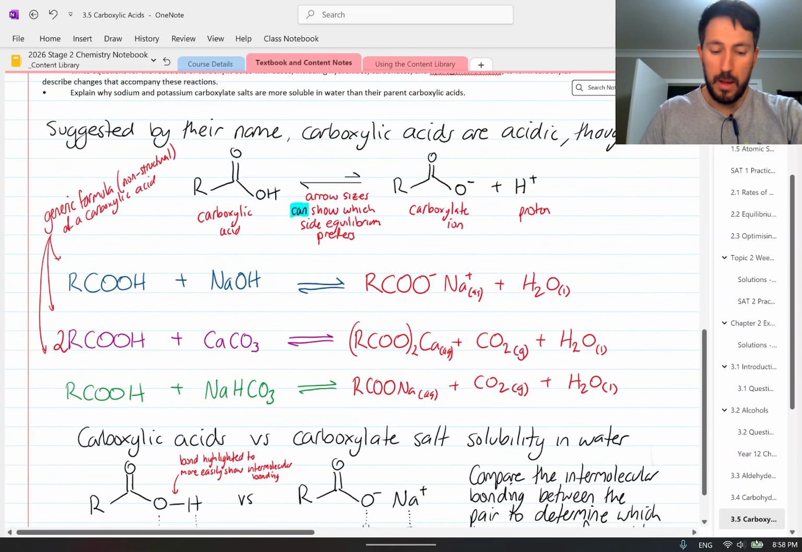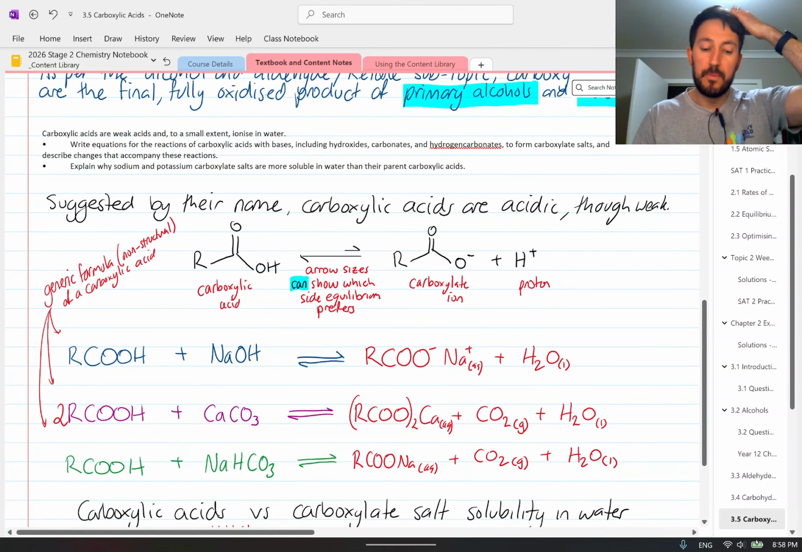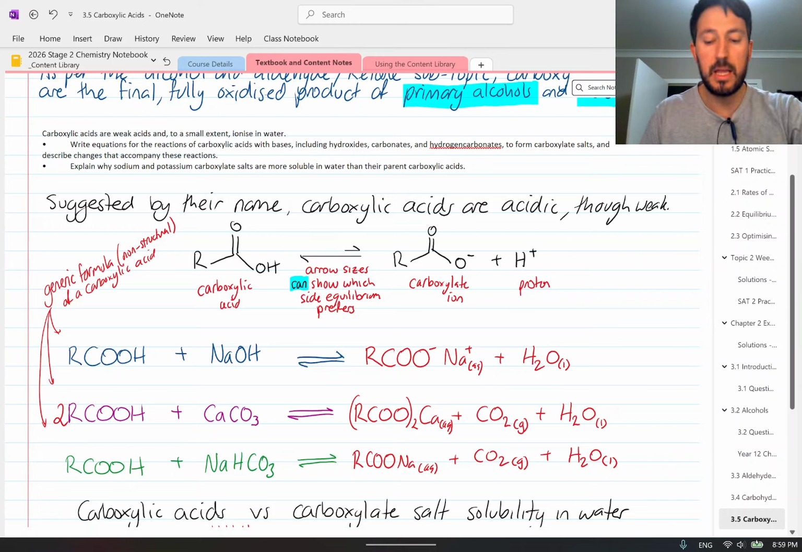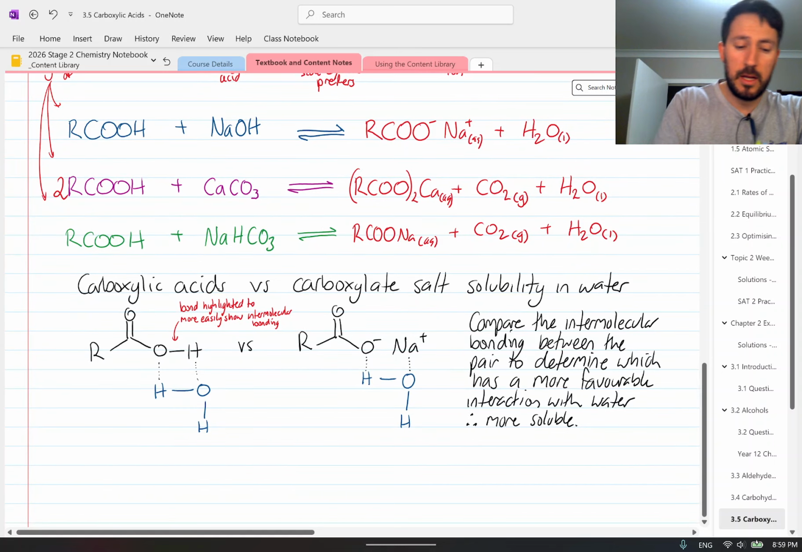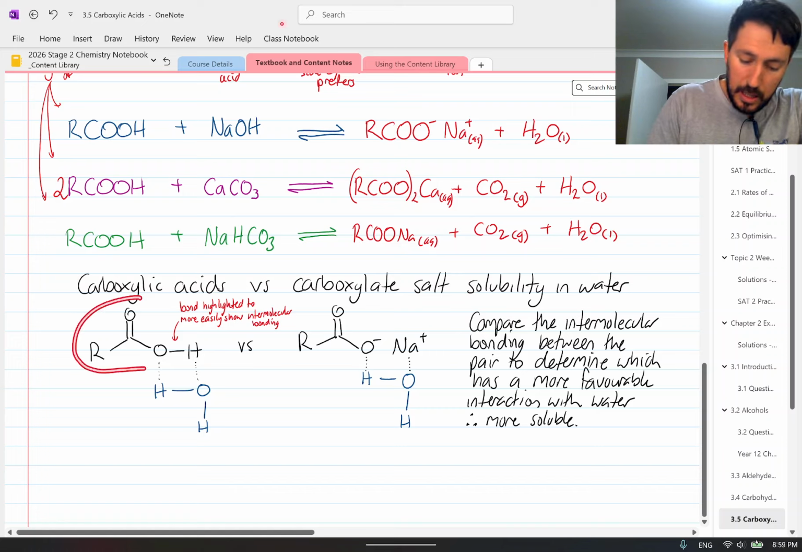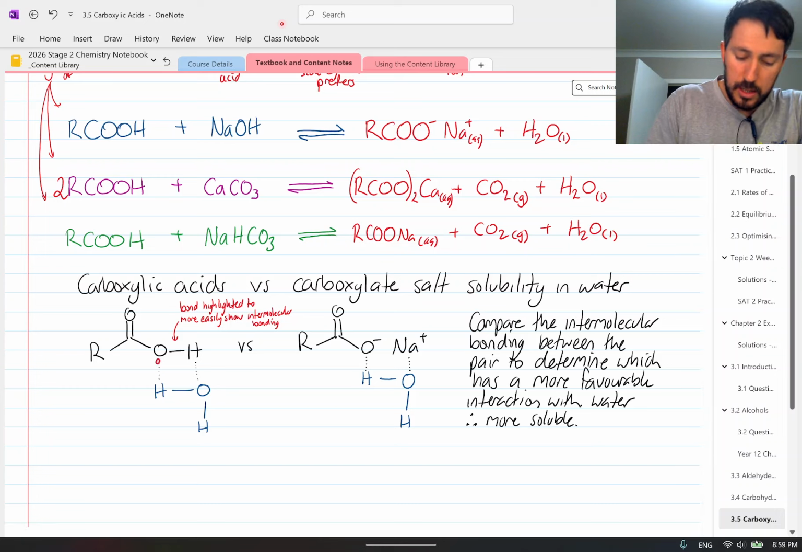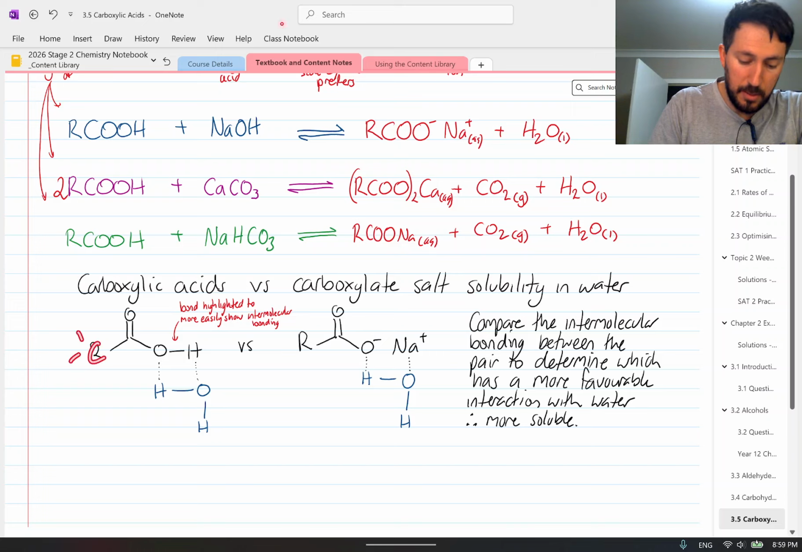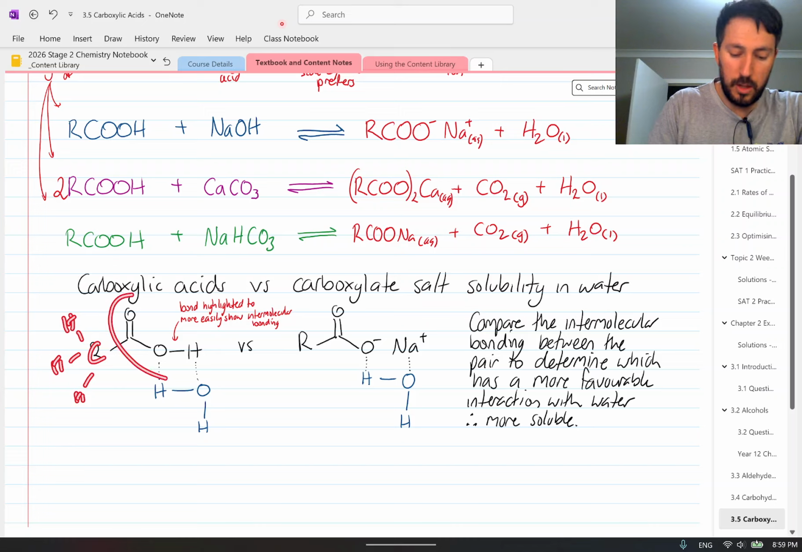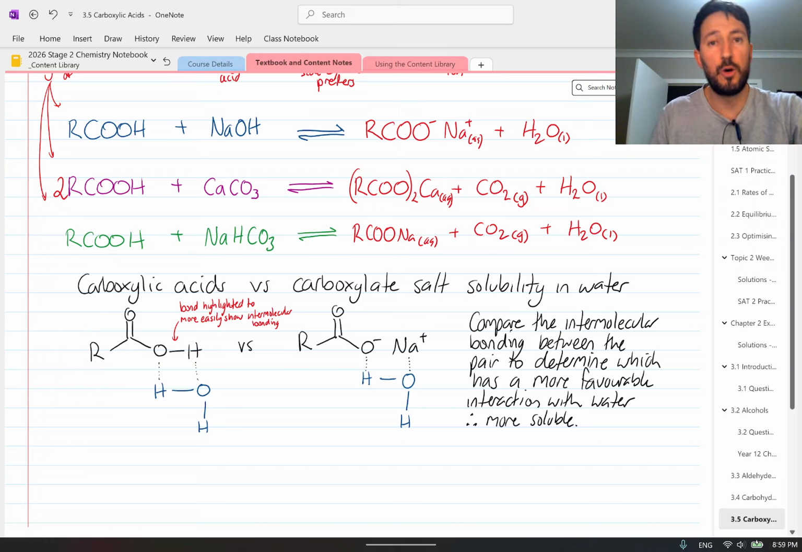Now, the last thing we have to worry about in this little section is explaining why our sodium and potassium carboxylate salts are more soluble in water than their parent carboxylic acids. When we look at our molecules, when you look at our carboxylic acid, you'll notice that it has hydrogen bonding with water. Depending on how big this R group is, the solubility in water will vary. So if we have a short group, maybe just 1 carbon with a few hydrogens, this molecule is quite polar, so it'll dissolve in water very well.